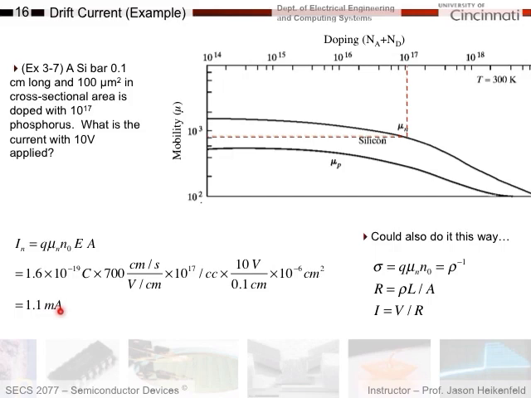You could also do it this way. You could directly calculate the conductivity of the silicon from Q, mu sub n, and the electron concentration, which is the inverse of resistivity. And then you could just insert this into rho L over A using the dimensions I have, then insert resistance into I equals V over R. So you could do it that way as well.